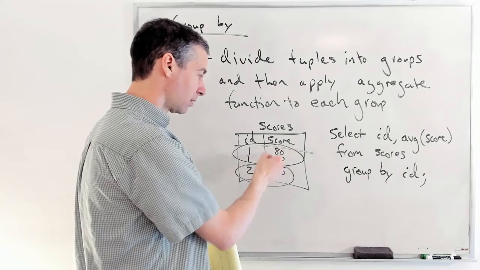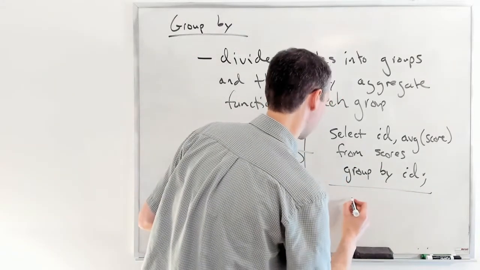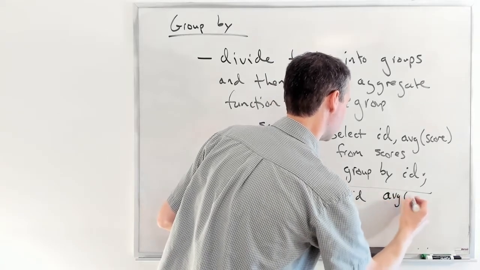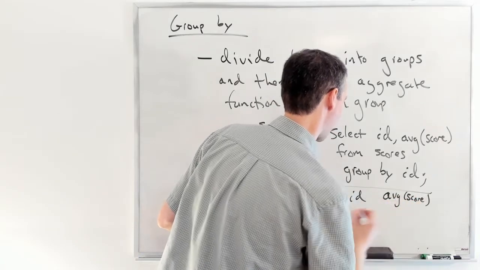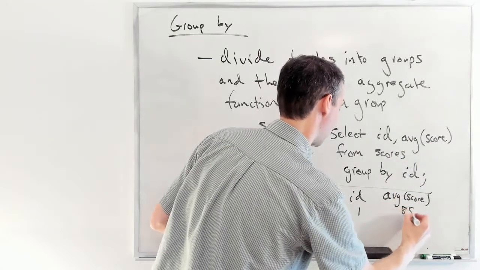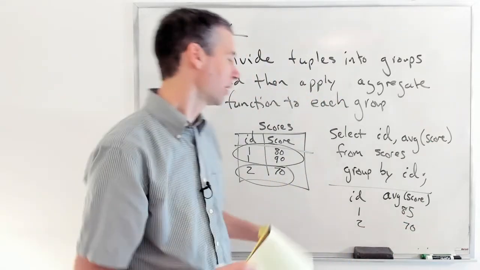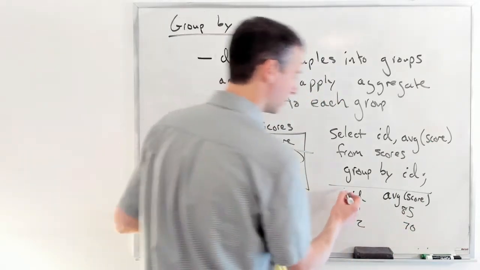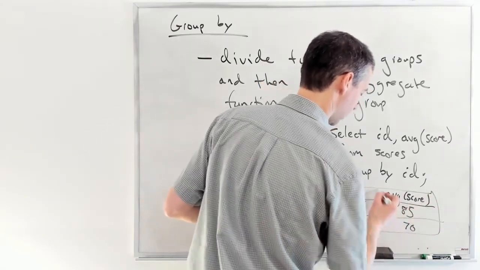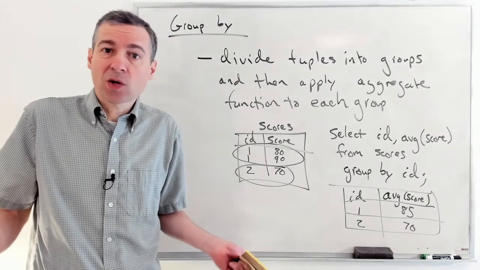All right, so that gives me as an output ID and average score: ID 1, the average score is 85; ID 2, the average score is 70. All right, so that gives me my final little result set. A little table like that comes out. All right, that's the way it works.